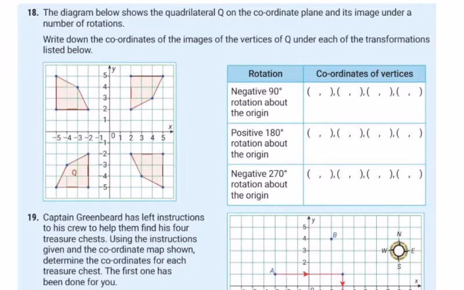Question 18. The diagram below shows the quadrilateral Q on the coordinate plane and its image under a number of rotations. So here's my Q. Write down the coordinates of the images of the vertices of Q under each of the rotations. Okay, so let's identify them first. Is there anything that we can say?